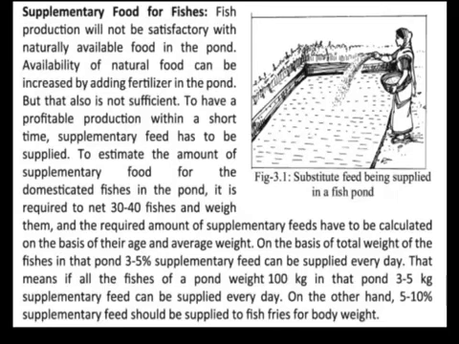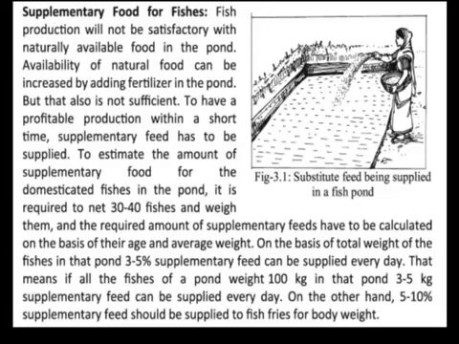To estimate the amount of supplementary food for the domesticated fish in the pond, it is required to net 30 to 40 fishes and weigh them. So if you want to apply supplementary food in the pond, we'll have to estimate the amount of fishes and weigh them. The required amount of supplementary feed has to be calculated on the basis of their age and average weight. Then we'll have to calculate it on the basis of their age and average weight.